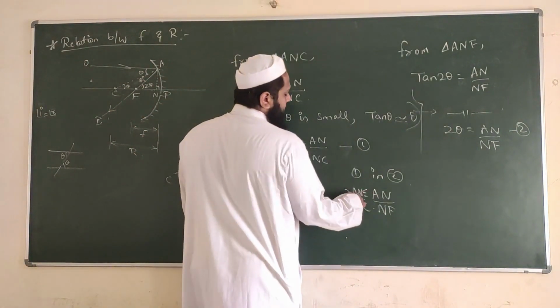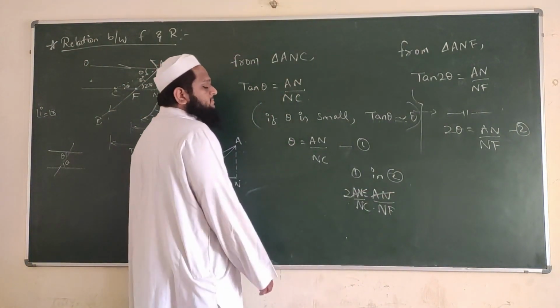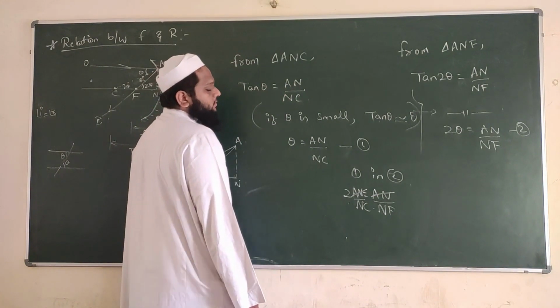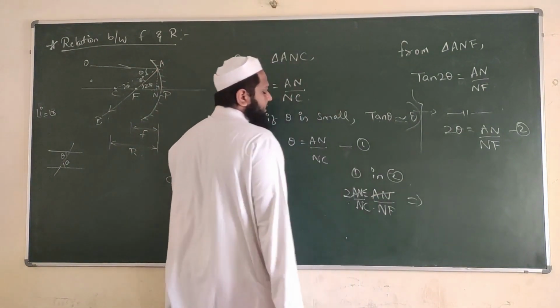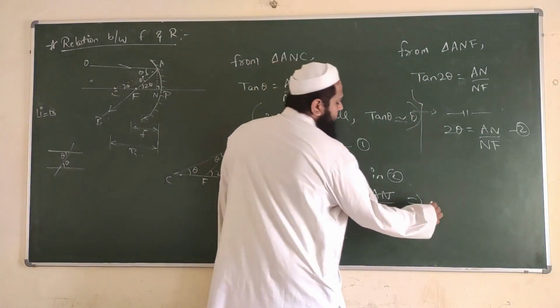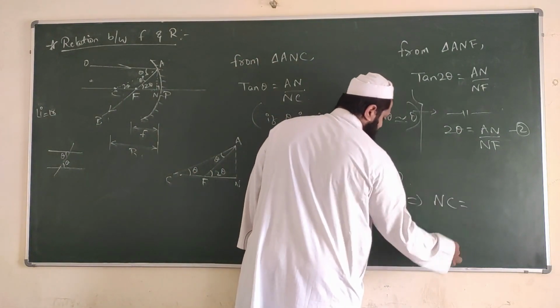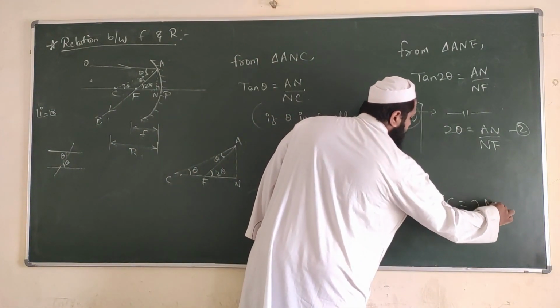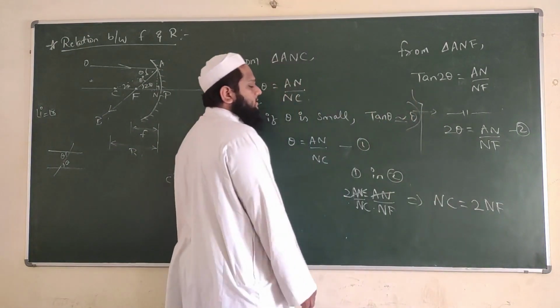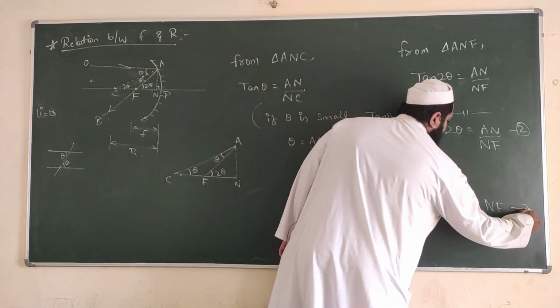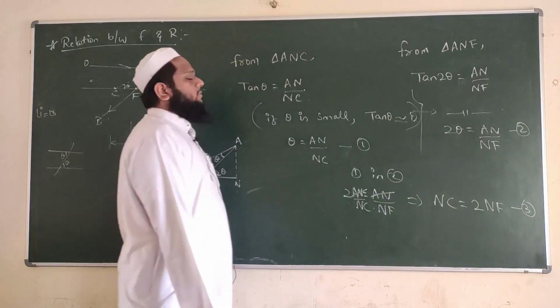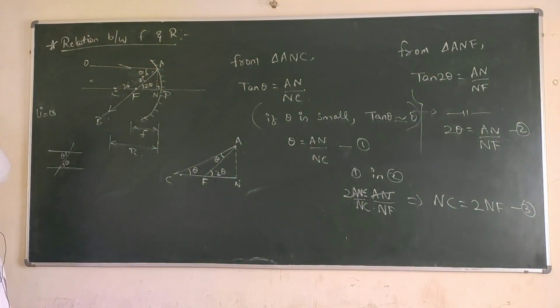So this is done. AN can cancel. So what do you get here? From this I can write, cross multiply it, NC is equal to 2 times NF. This is what you got from all that you just did. NC is equal to 2 times NF. Clear? Move on to the next part of it.